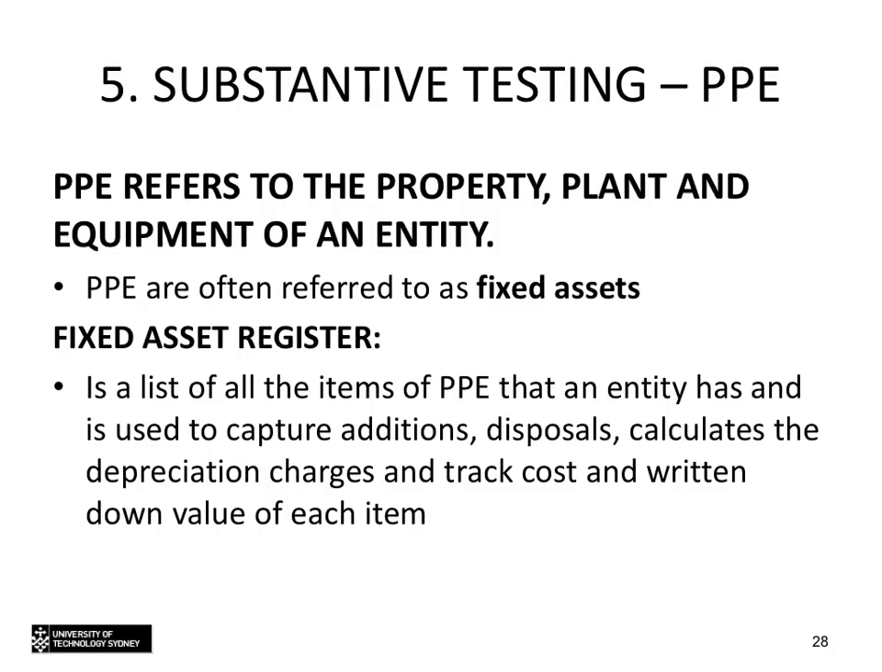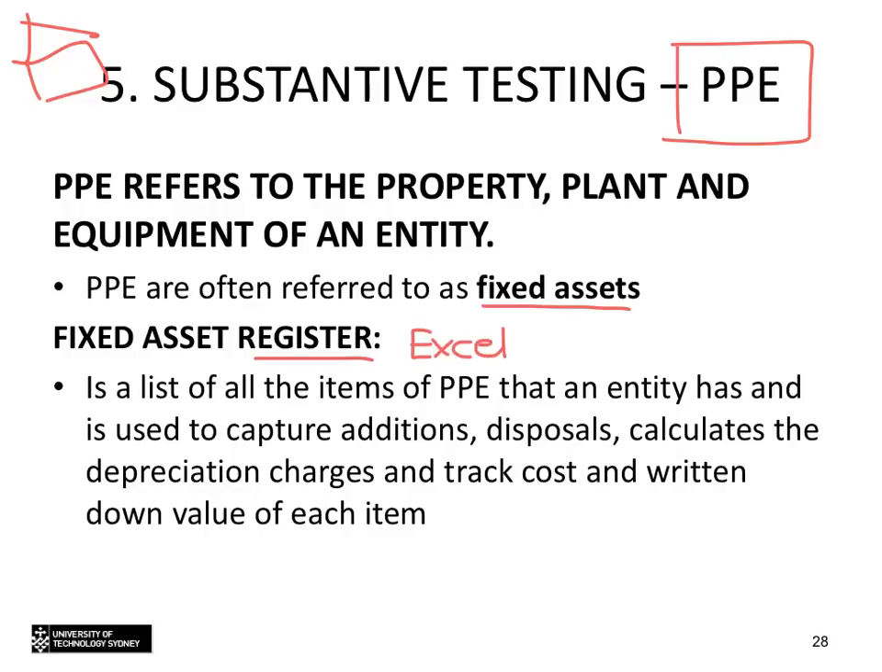All right, property, plant, and equipment. So this is the buildings that the organization has. It's the machines, it's the computers, it's the furniture. So we call them generally fixed assets, and they're all recorded on a fixed asset register. So it's like a big document. This is often some sort of Excel spreadsheet.